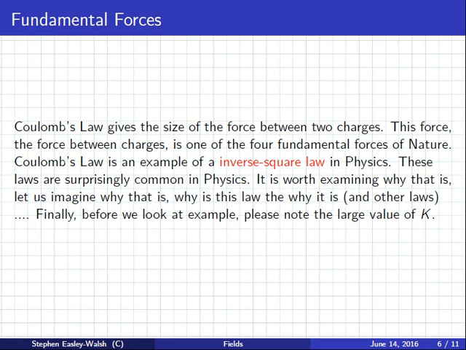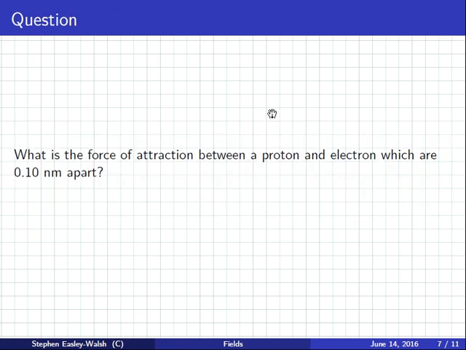Now, before continuing, I want you to notice something. The K is actually a very large value. It was 8.99 multiplied by 10 to the plus 9. Did you write minus 9? Now, that will be important later and worth talking about again later.